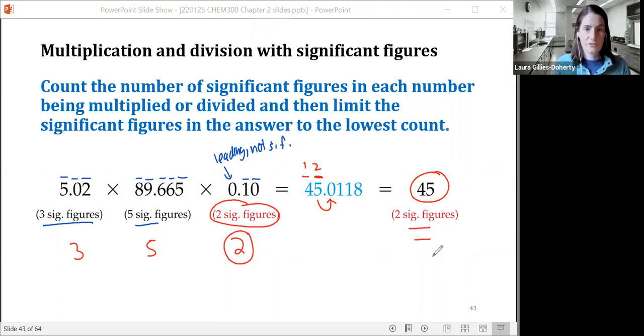So when you do multiplication or division, jot down the number of sig figs in each number that you're multiplying and dividing, and whichever number has the fewest sig figs, that's the same number of sig figs that your final answer will have.